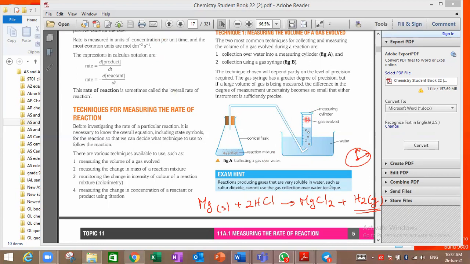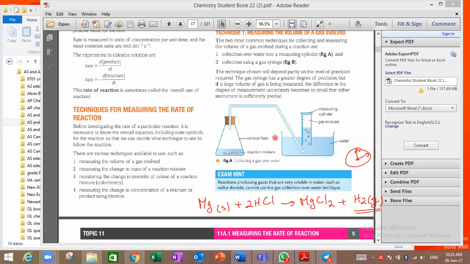Of course, whenever the gas is produced, then water will go down so that the gas will fill its place. So by measuring the difference in volume from the beginning and at the final stage, we get the volume of the hydrogen gas produced. And we measure this volume with time. Every half a minute or every 1 minute, we see what is the volume of hydrogen gas produced in such a reaction.